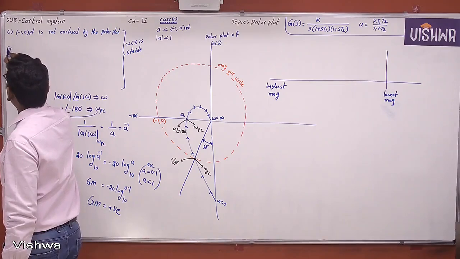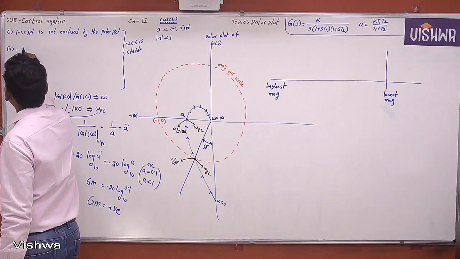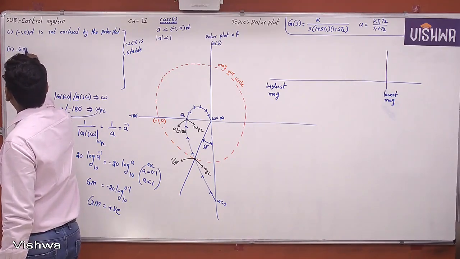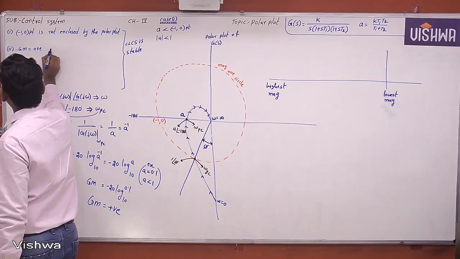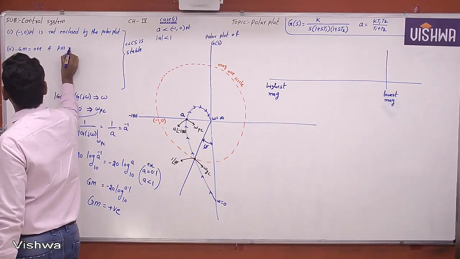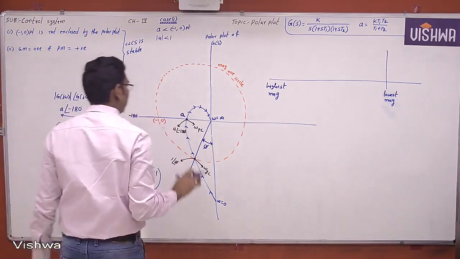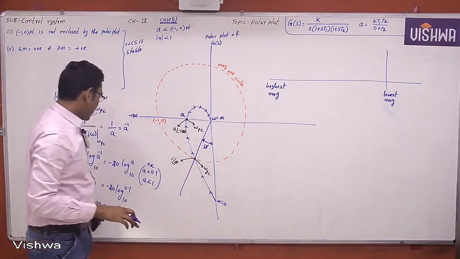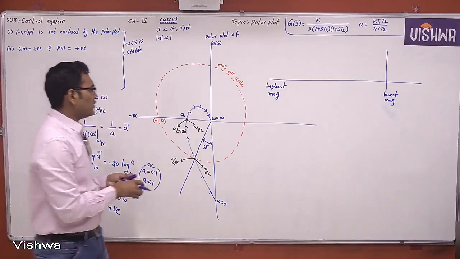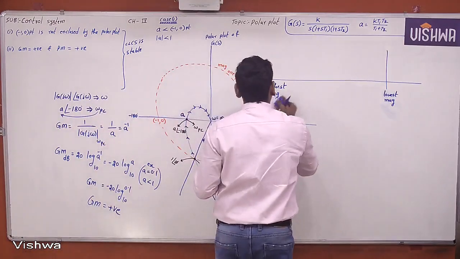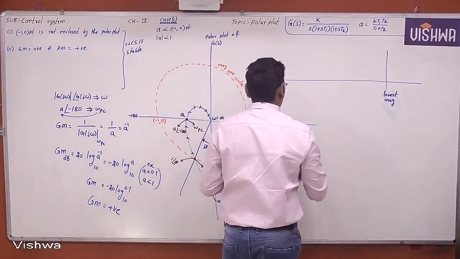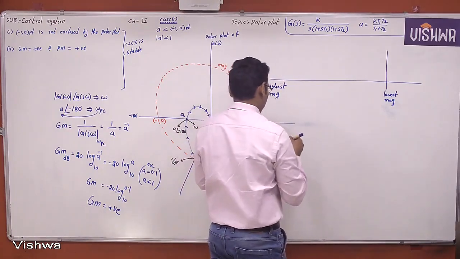The second point I want to say directly is that the gain margin is positive and the phase margin should also be positive, without calculating, because the point is not enclosed. Okay, gain margin is positive, sir, show me what is the phase margin. Now see the phase margin.